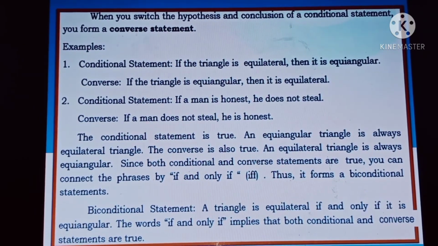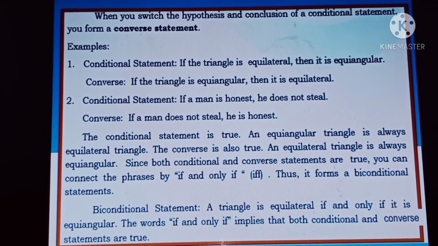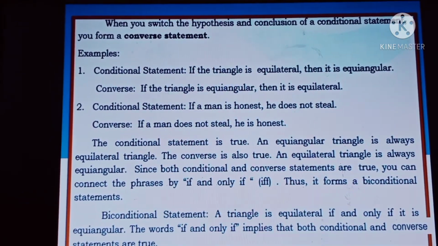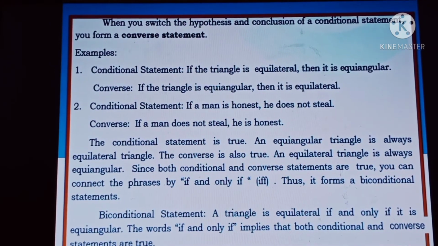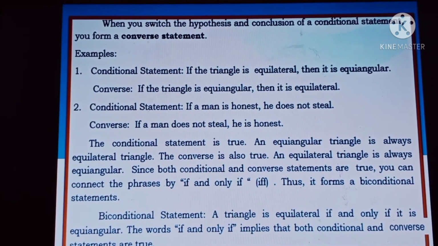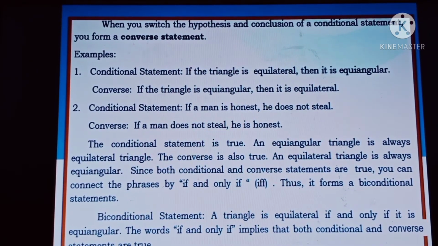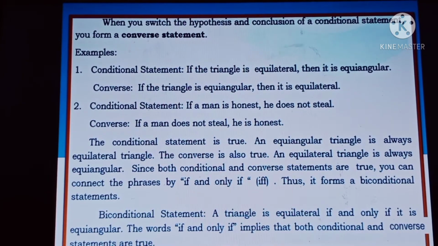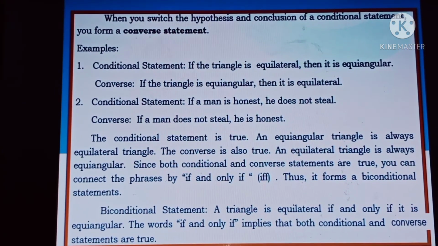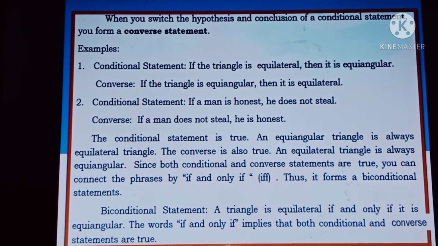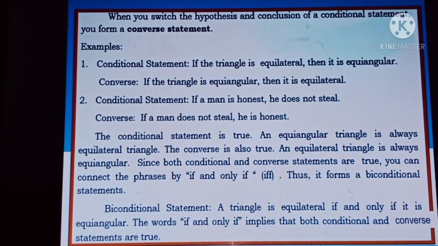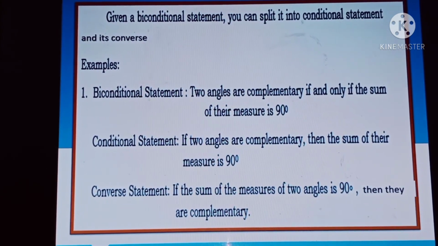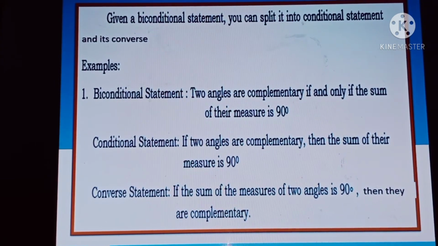So, biconditional statement: a triangle is equilateral if and only if it is equiangular. So, yun na yung biconditional statement na example number 1. The words if and only if imply that both conditional and converse statements are true. So, conditional at converse statement ay true. Pwede na yung maging biconditional statement. So, given a biconditional statement, you can split it into conditional statement and its converse.